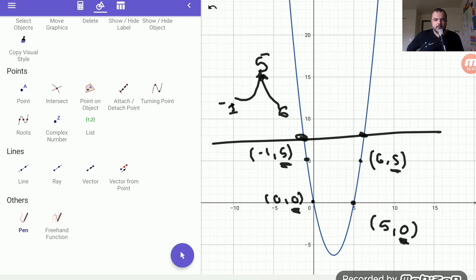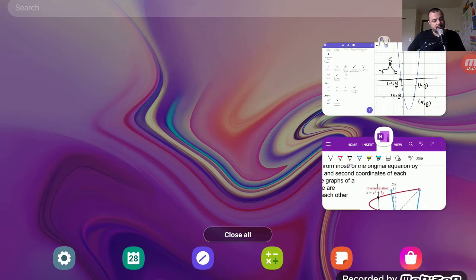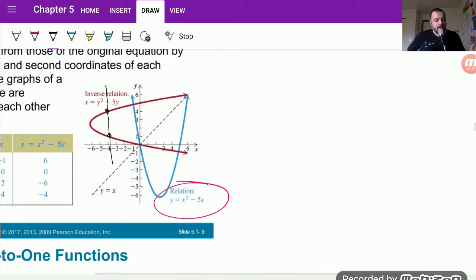Then why do we care about one-to-one and not one-to-one? Oh yeah, because if you remember, let's go back. Because this function is not one-to-one, its inverse was not a function at all.